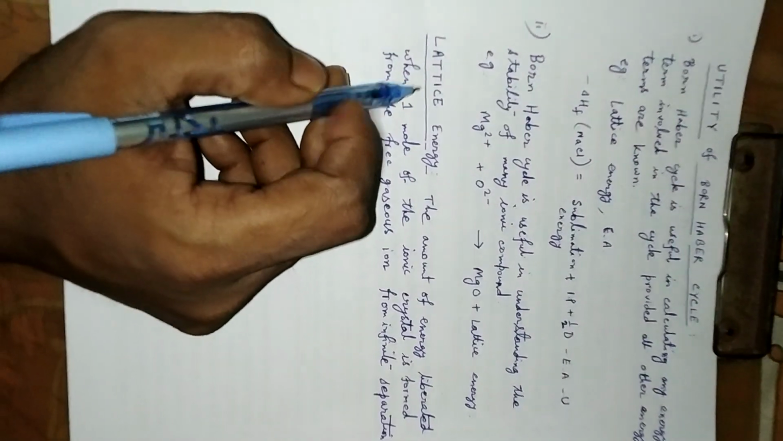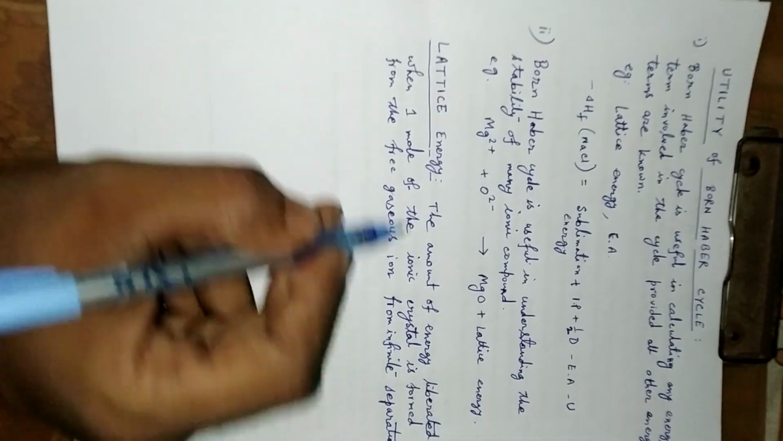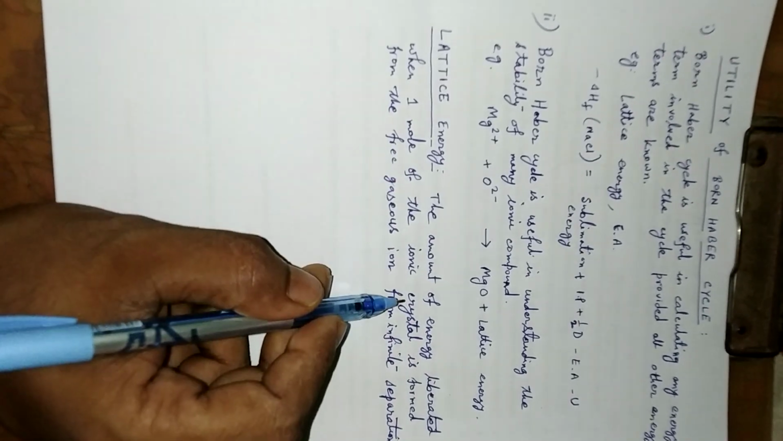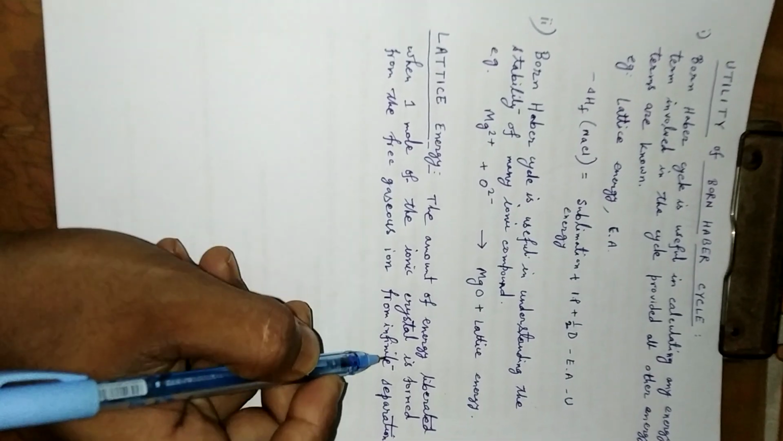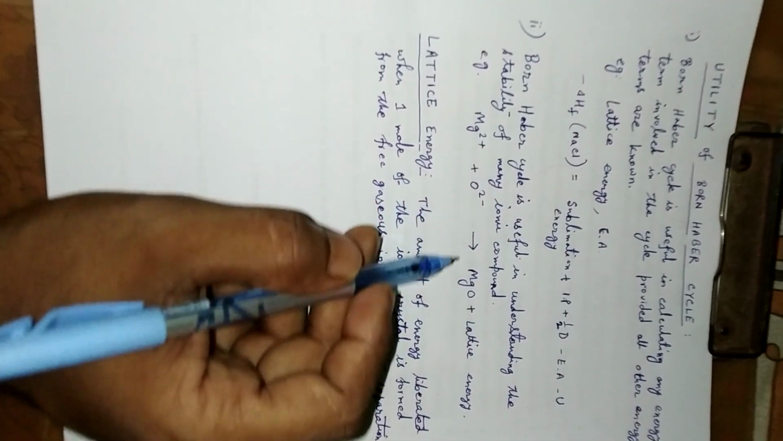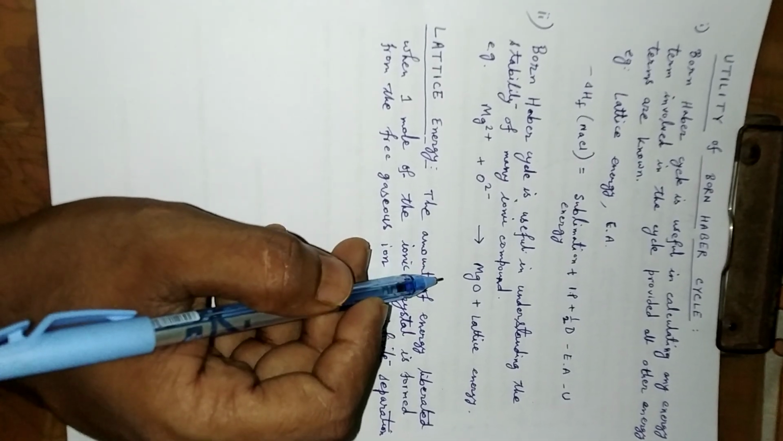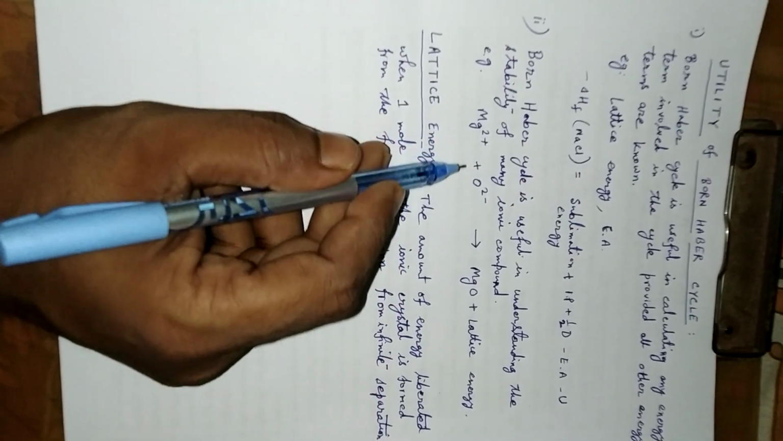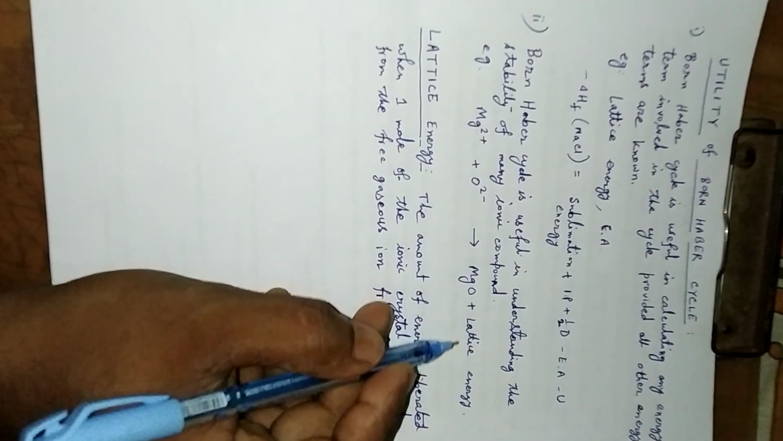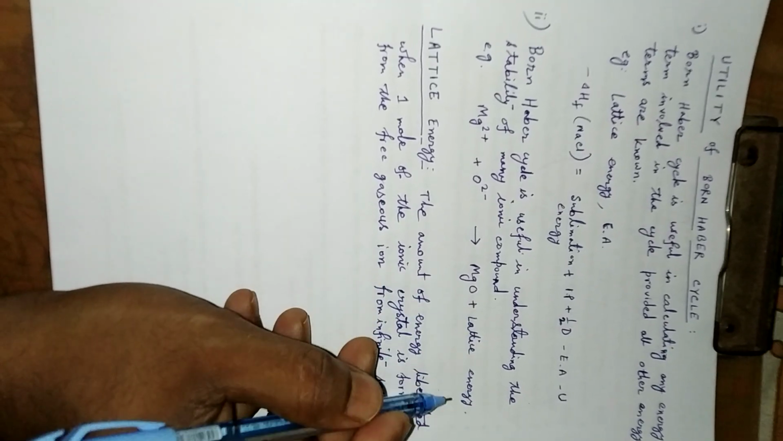Next we will discuss lattice energy. Lattice energy is the amount of energy liberated when 1 mole of the ionic crystal is formed from the free gaseous ions from infinite separation. This means that in the formation of 1 mole of magnesium oxide from the corresponding magnesium and oxide ions, the amount of energy liberated is called lattice energy.